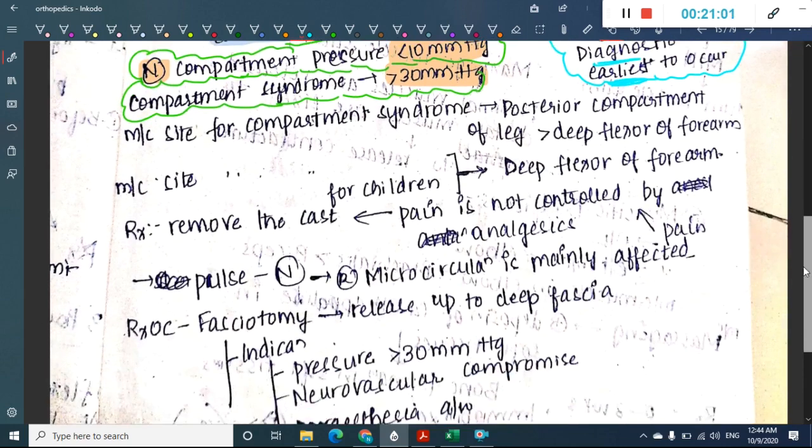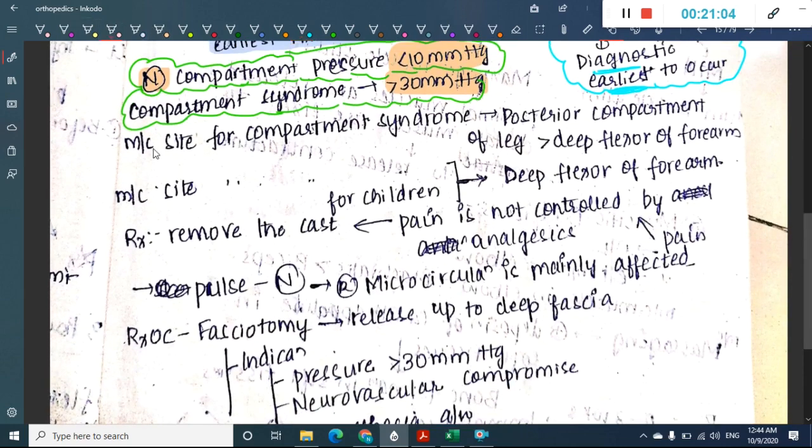Next, some one-liners. What is the most common site of compartment syndrome? Most common site of compartment syndrome is the posterior compartment of leg, followed by deep flexors of forearm. What is the most common site of compartment syndrome in children? In children, it is the deep flexor of forearm.